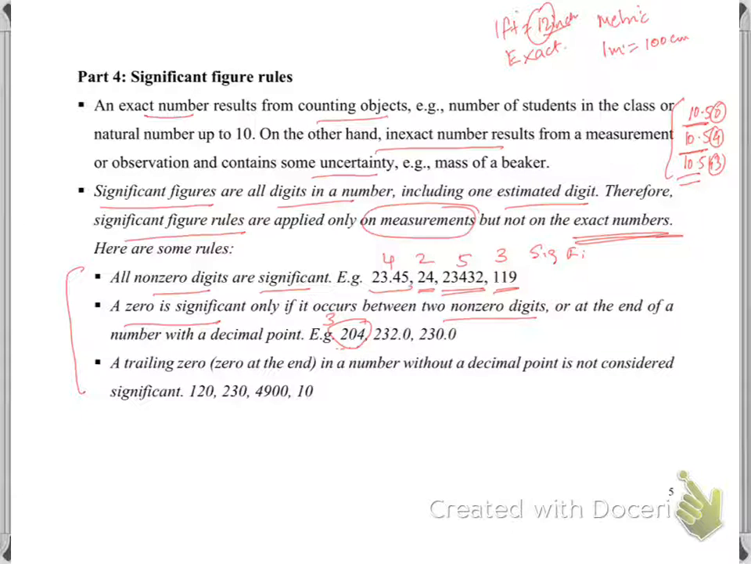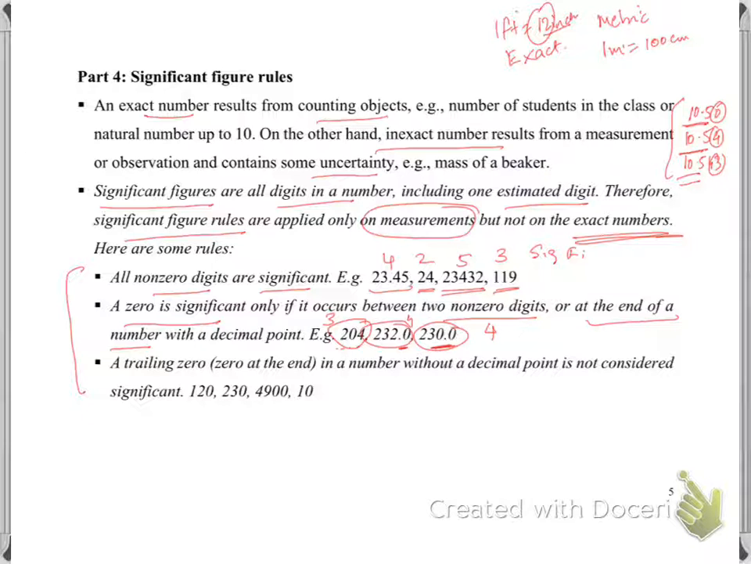Or 0 is significant if it is at the end of a number, which is known as a trailing 0, but then there should be a decimal in the number and that decimal can be anywhere. So this is a trailing 0. These two are trailing zeros. Are they significant? Yes, because both of these numbers have a decimal. So how many significant figures are here? 4. How many are here? 4.